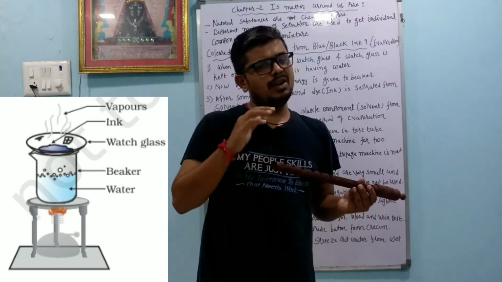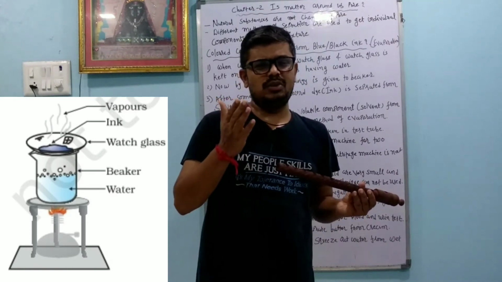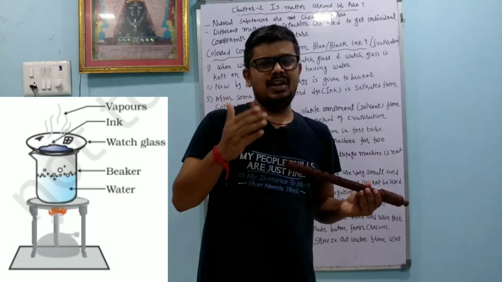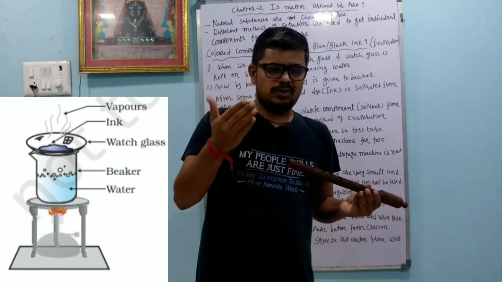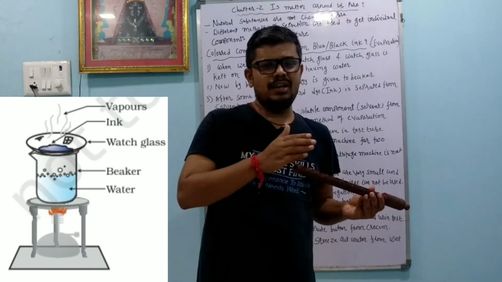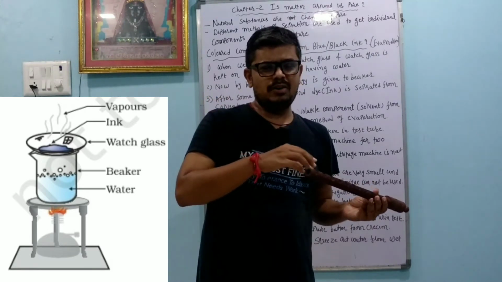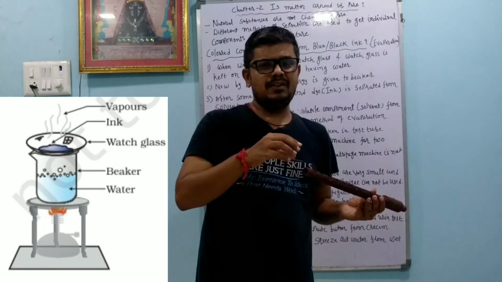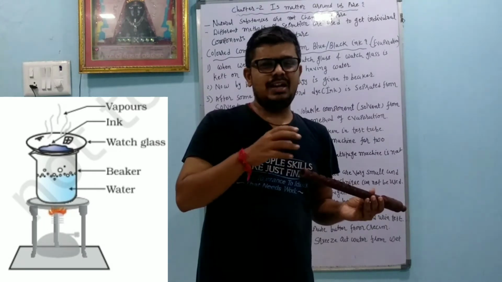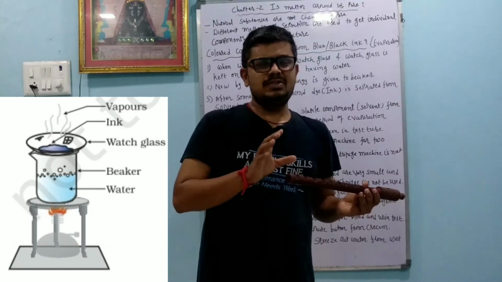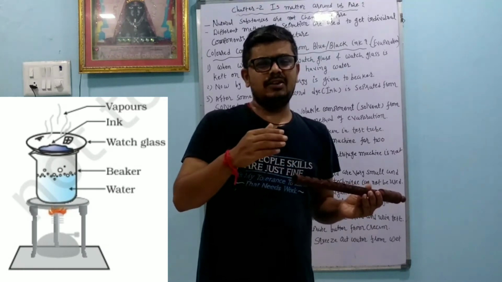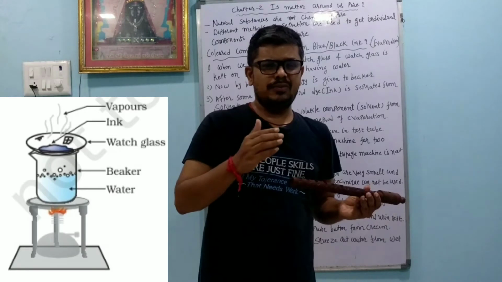Now dear student, here we are not directly giving heat energy to the ink. We are giving indirect heat energy to the ink. How? By the water. If we put ink directly on the burner, then what happens? It may catch fire or it may directly evaporate and we cannot separate anything. So because of that reason we are giving indirect heat energy by the water to the ink.